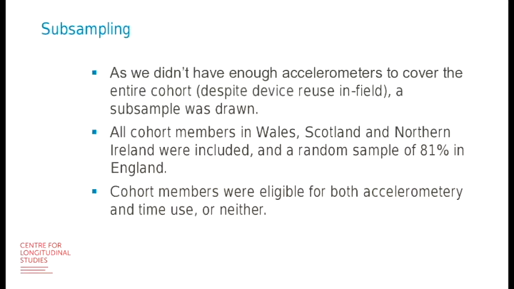So for this reason, we drew a subsample who would partake in this activity. And the way we did this was that all cohort members in Wales, Scotland and Northern Ireland were included as eligible for the activity, and a random sample of 81% of cohort members in England. And that was really the absolute maximum we could do. And we really pushed it as much as we could to get as many as possible in England.